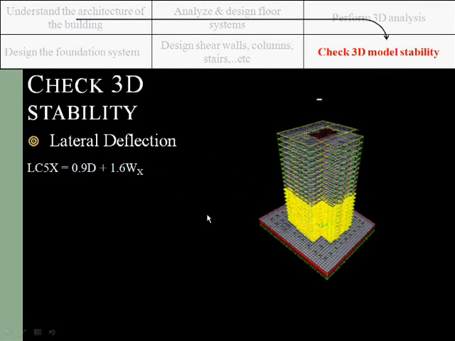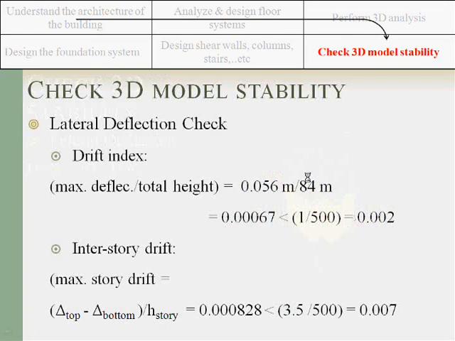Using the lateral deflection analysis in ETABS, we can check the deflection. This is a video, but it's not working because of a technical problem. It cannot be shown in this video, but if you want, it will be available on YouTube to see the deflection of the building under the lateral load.